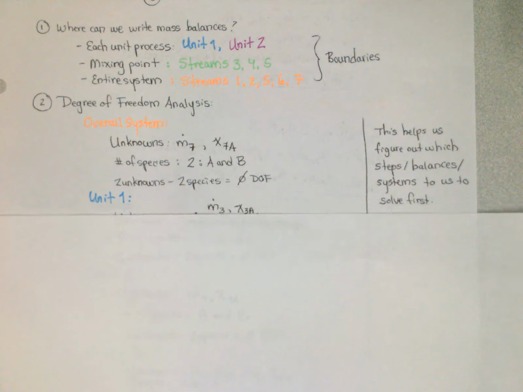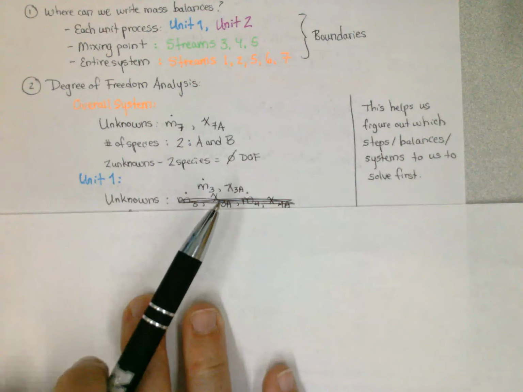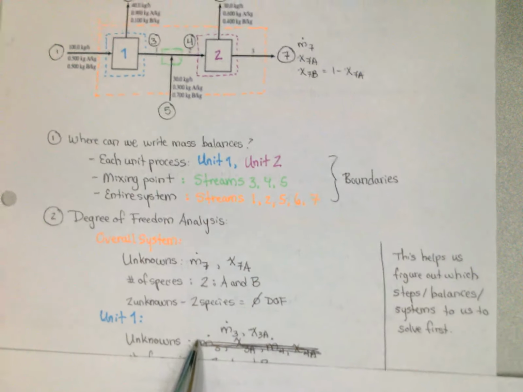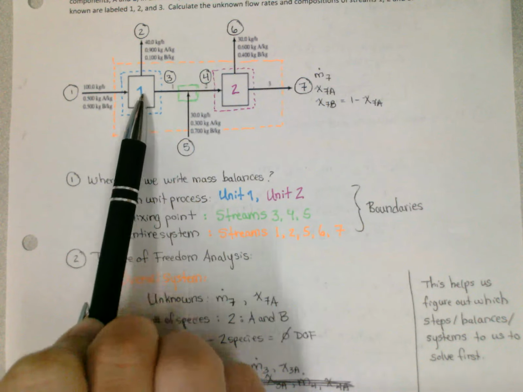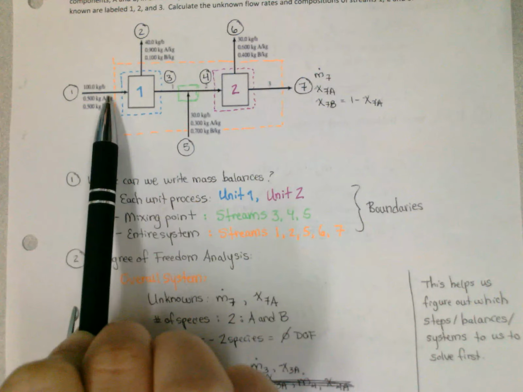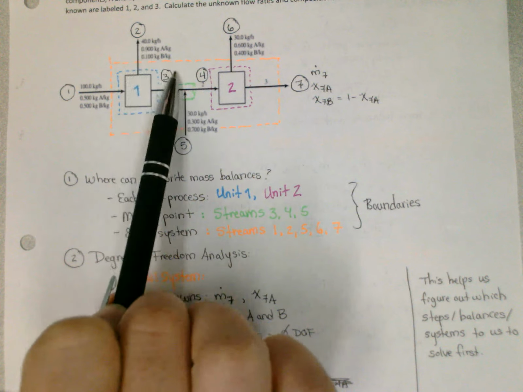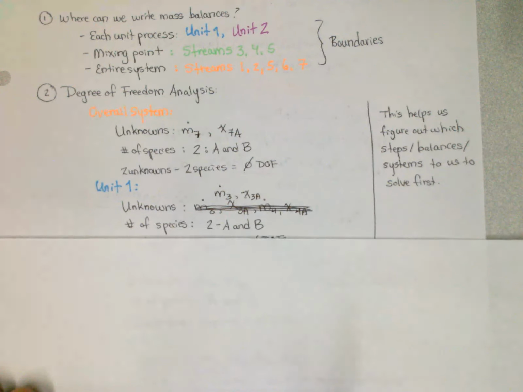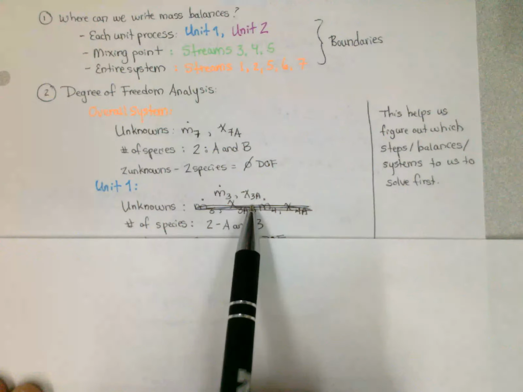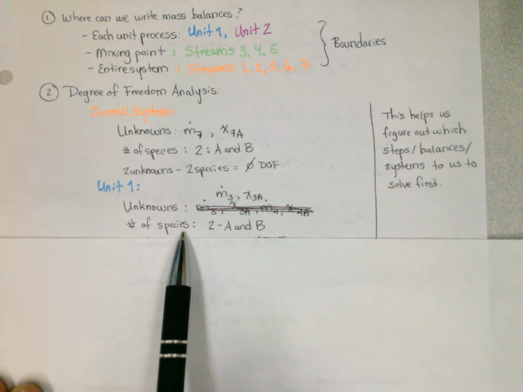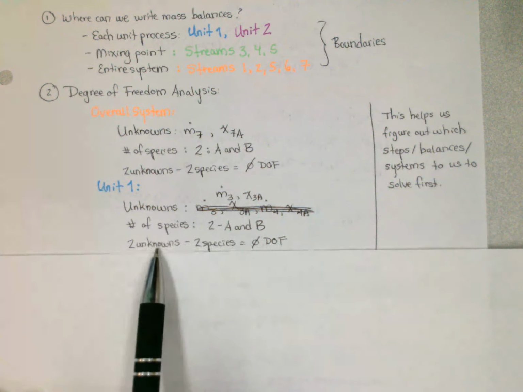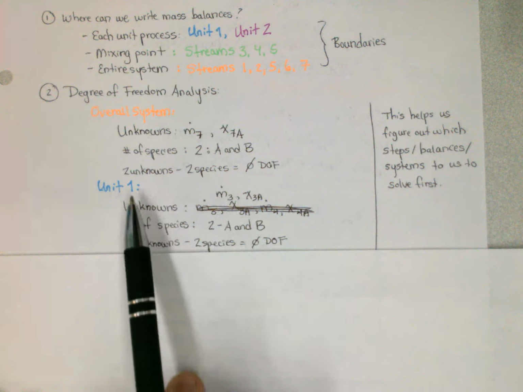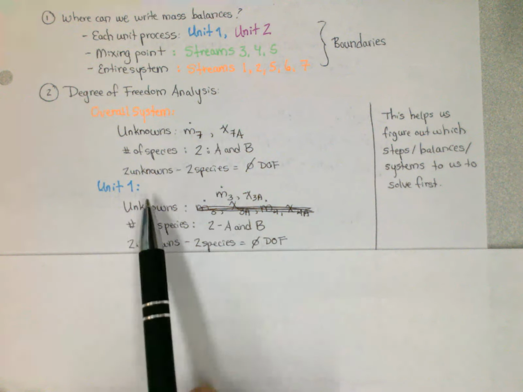Let's look at Unit 1. Unit 1 has a couple unknowns, and I had to rewrite my notes here a little bit because I got a little confused. And that's always something that should be careful of, right? In unit 1, stream 1 is fully specified, stream 2 is fully specified, but we don't know what's going on in stream 3. So stream 3 is going to have the similar unknowns. We don't know the flow rate and we don't know the composition. We know that there's 2 species, A and B. So we know that we have 2 unknowns and 2 independent equations. So we can solve for 3 using unit 1 because there's 0 degrees of freedom about unit 1 if these are our unknowns.